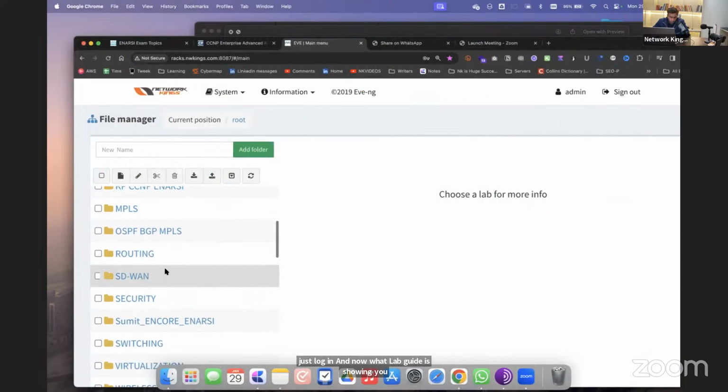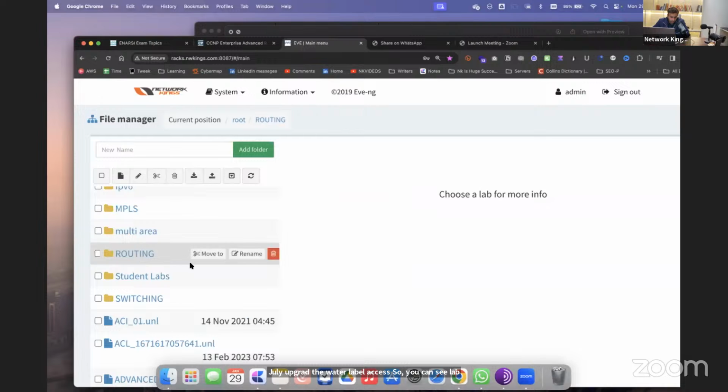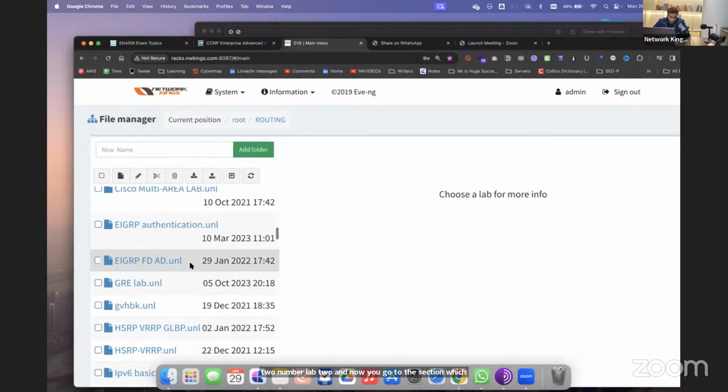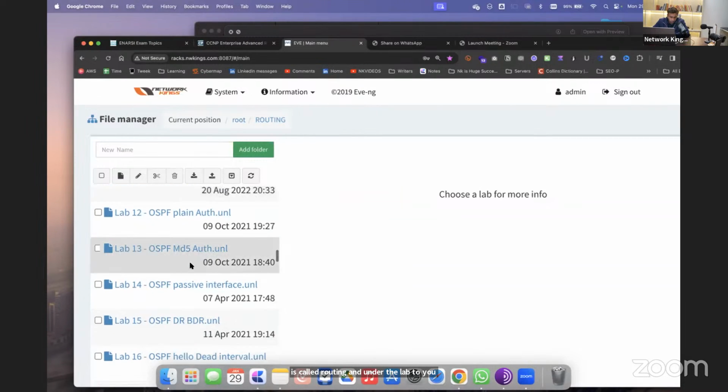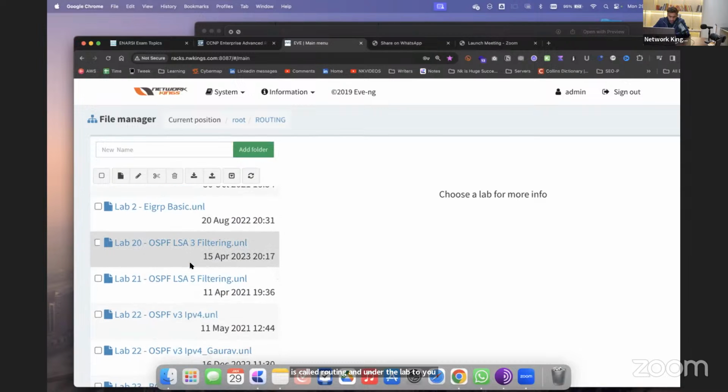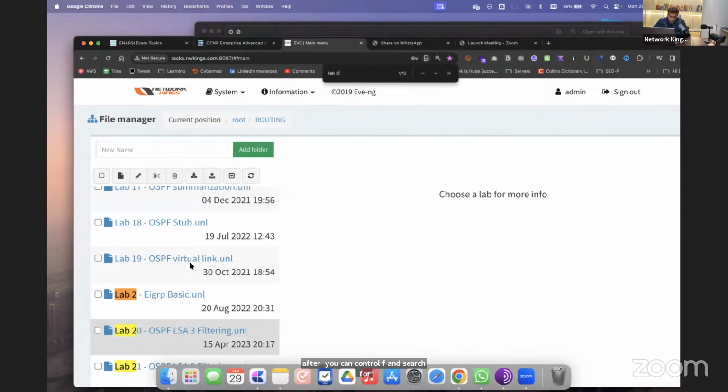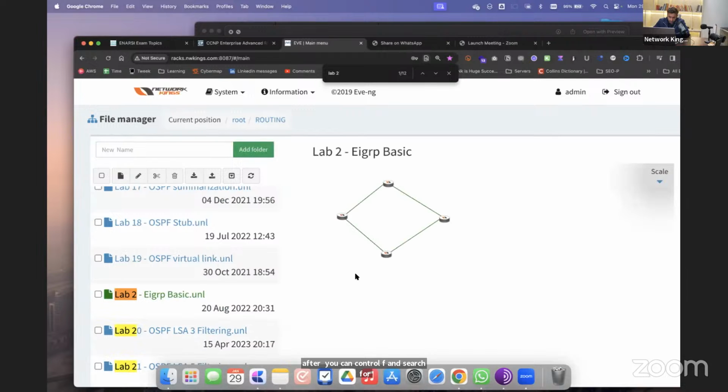And now you go to this section which is called routing. Under Lab 2, you have to look. Lab 2, where? Lab 2. You can press Ctrl+F and search for Lab 2. You can see EIGRP basic and open this lab.